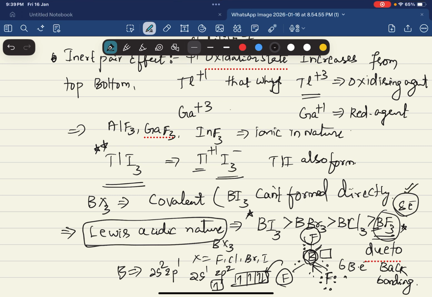Due to the shorter bond length between B and F in BF3, back bonding is more possible. But in the remaining cases, back bonding is not possible because of the longer bond length. So the Lewis acidic nature order will be like this, students. Coming to the next one.